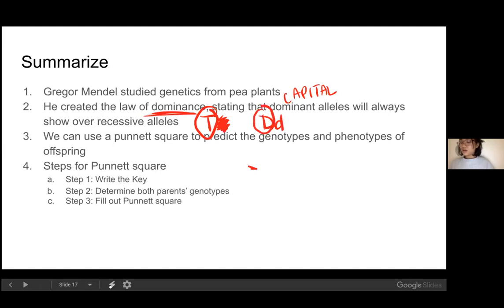Since this is capital, law of dominance says, nope, I'm going to overshadow you. Even for this, even if you see that little one, you got to notice if there's a big one because it's always going to overshadow it. That's the law of dominance.